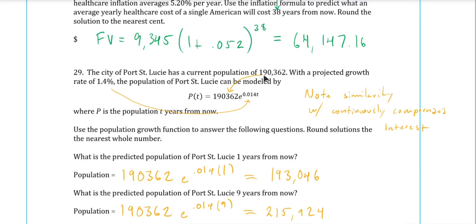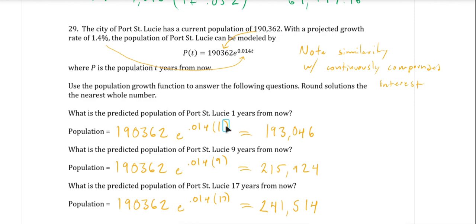Another thing that we can use exponential equations to model is population growth. I should note that usually these models break down over time and they don't stay exactly with these particular rates and numbers. Lots of things change the rate of immigration and emigration from a region. But here you can see that the 190,000 term is our principal amount. This looks a lot like continuously compounded interest, but with a rate of 0.014 and an initial amount of 190,362. And they're asking for what will the new population be in a certain number of years? Well, we just need to replace the values of t appropriately.